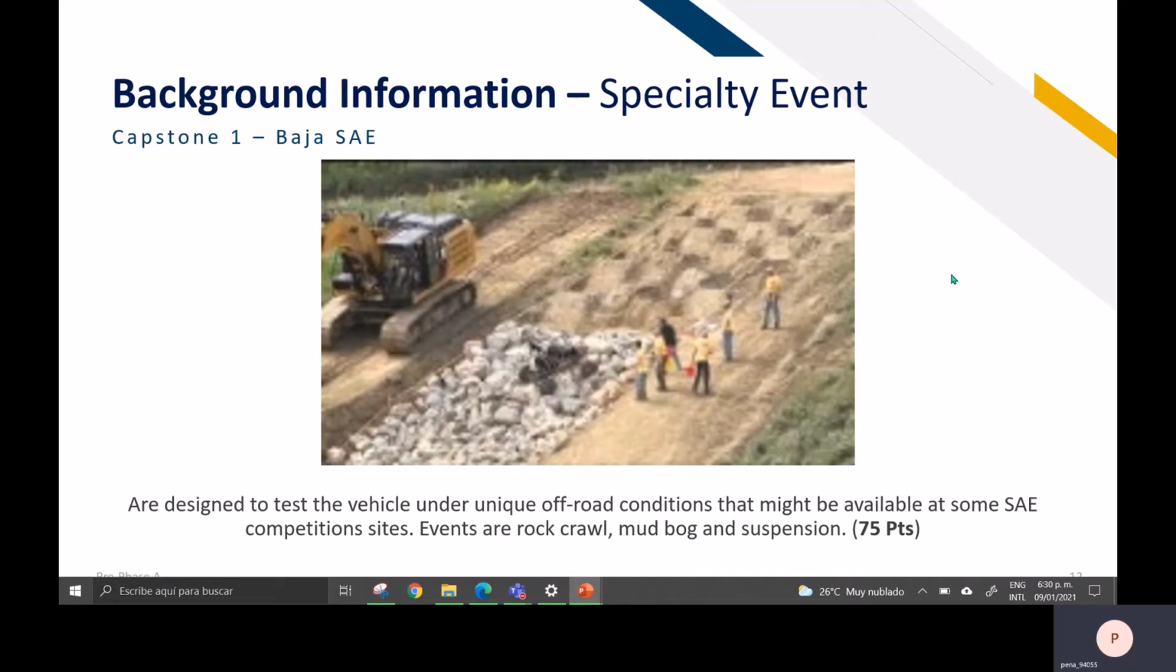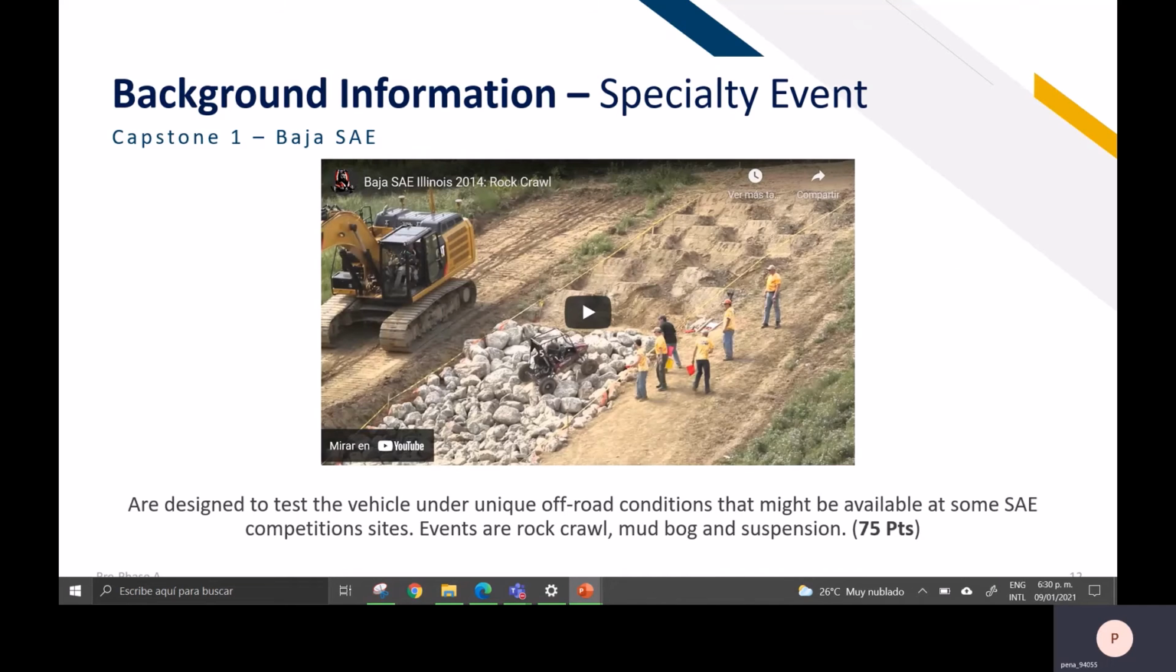Specialty event. This test consists of testing the SAE Baja in extreme off-road conditions to determine how much capacity the vehicle has and if it can meet the high test standard. This test is one of the strongest in the SAE Baja. Maximum points for this test is 75. Go to the sample video.